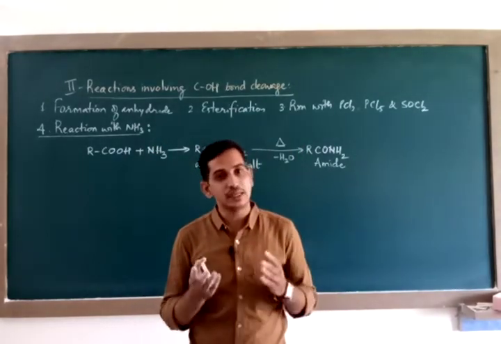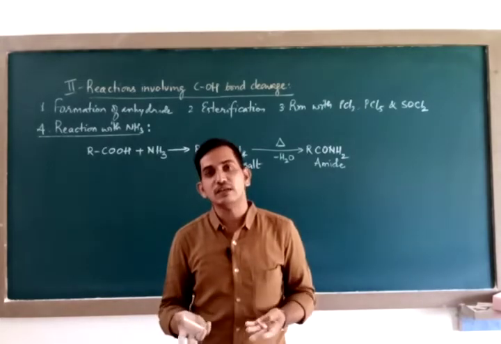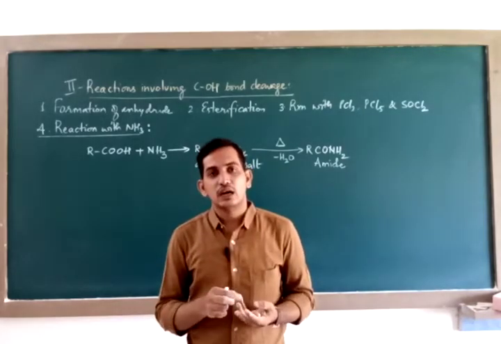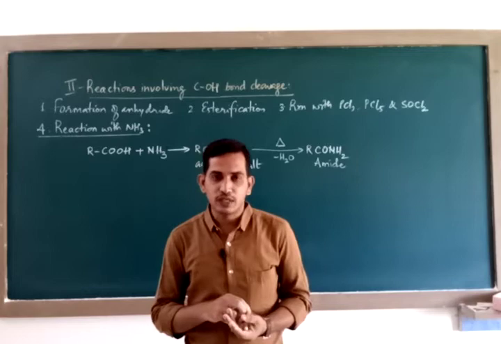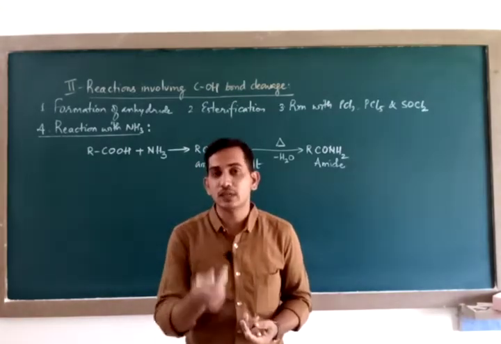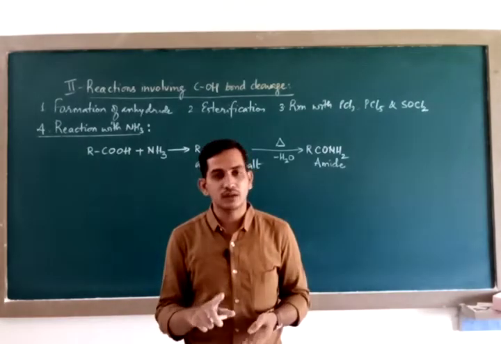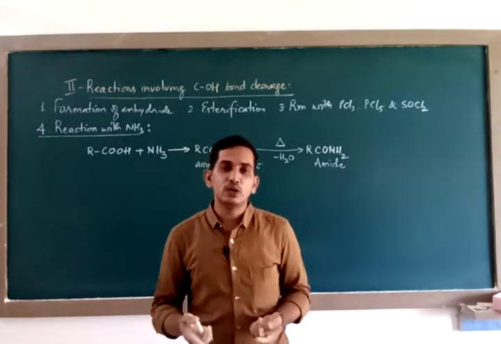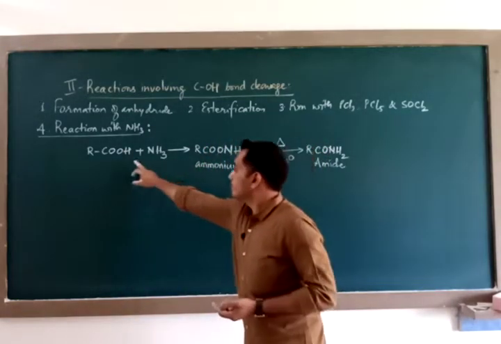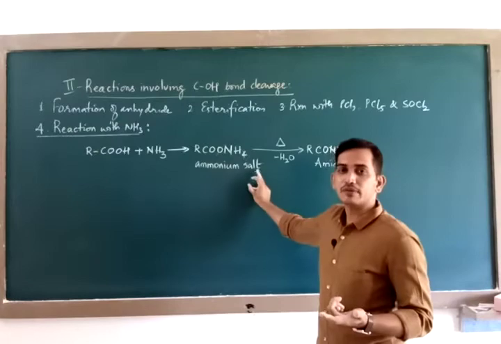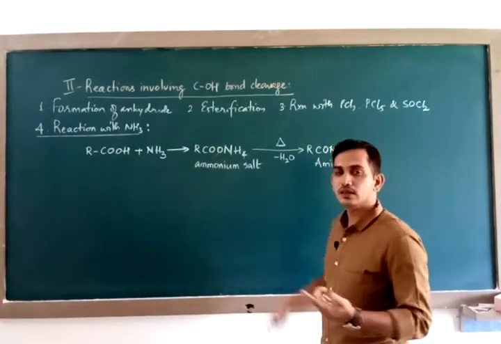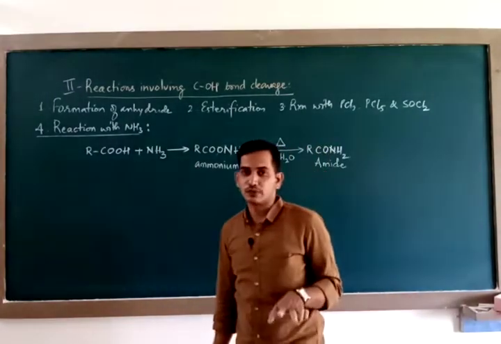For example, if the question asked for 3 marks is, how does carboxylic acid react with ammonia? Give equation. If this is for 3 marks, then you will write a statement which carries 1 mark. The remaining 2 marks will be for the equation. From here till ammonium salt 1 mark, from ammonium salt till amide the second mark. So you will have 3 marks for this.